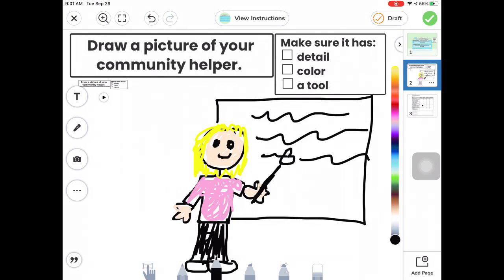Now I'm going to check my checklist. It says my picture has detail. Yes, it has detail. I can see that. She has a face, she has hands, she has hair. It has color. Yep, she's not a weird color. She's realistic looking. And I drew a tool. I drew her whiteboard and her pointer. So I can check those off. Now I'm going to go on to page 3.